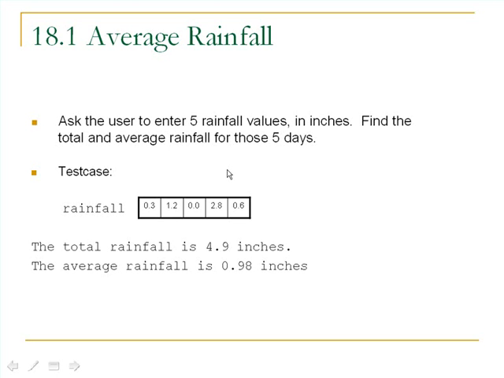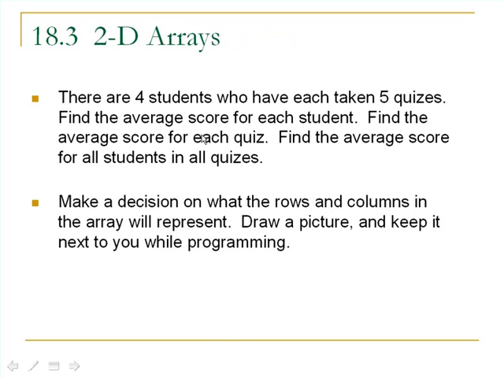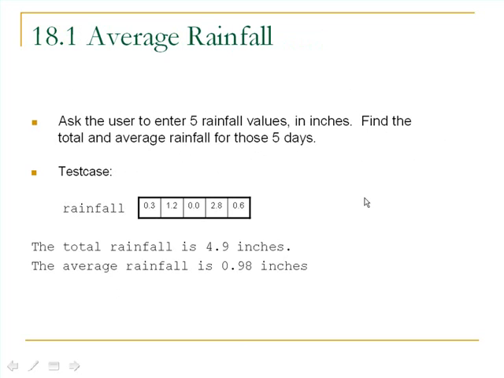So I'm going to flip back and forth to the spec. So here is the spec that we're working on. We're going to ask the user to enter 5 rainfall values as doubles, and we're going to find the total and average rainfall for those 5 days.